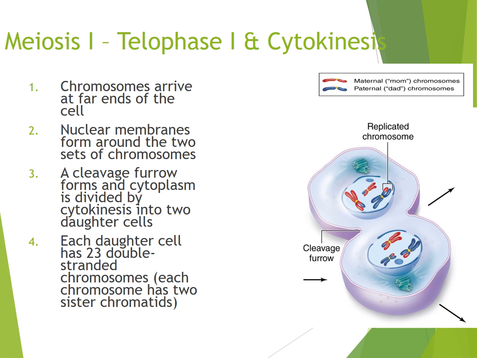Hence the term cytokinesis, where each daughter cell now has its own cytoplasm, producing 2 new cells. Each daughter cell has 23 replicated chromosomes, no longer the 23 pairs, so the reduction division during meiosis. Each replicated chromosome still has 2 sister chromatids bound together. So after telophase 1 and cytokinesis, there's a round of meiosis 2 to separate those sister chromatids of each chromosome.